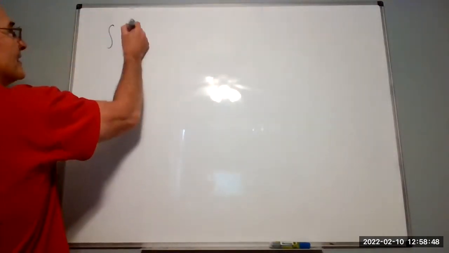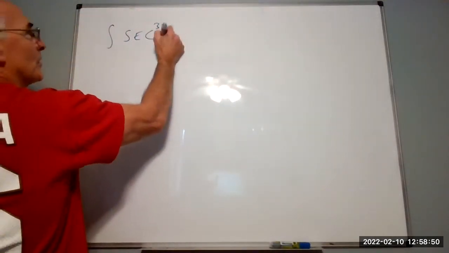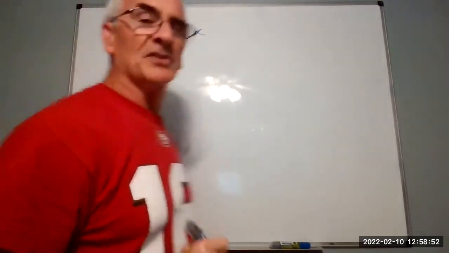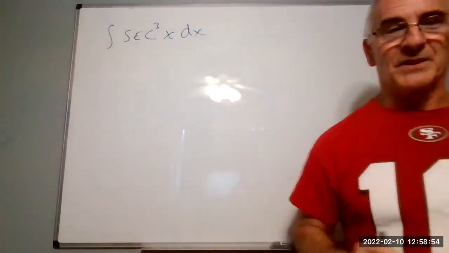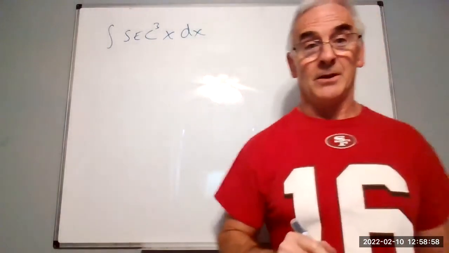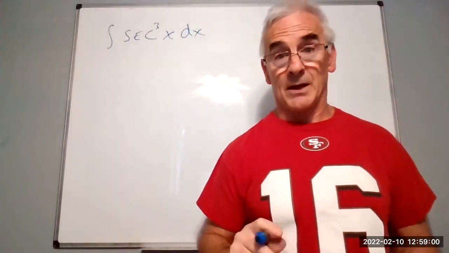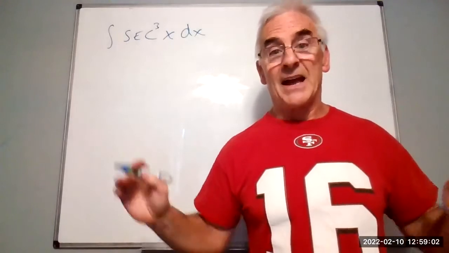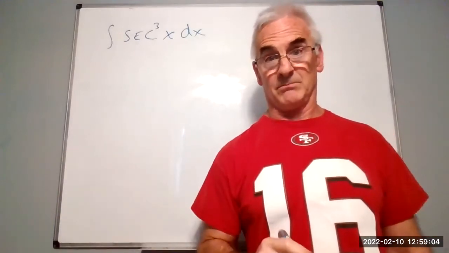I want to integrate the cube of the secant function. This is definitely one of the evils, but this is an interesting kind of evil. This is a different evil. I affectionately refer to this as the Kaiser-Soze problem.